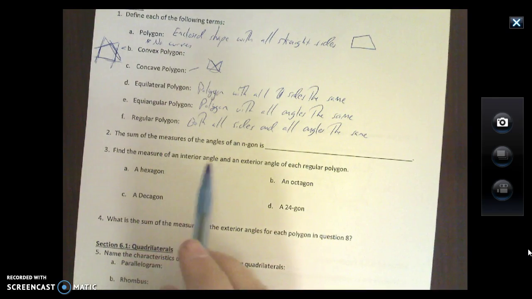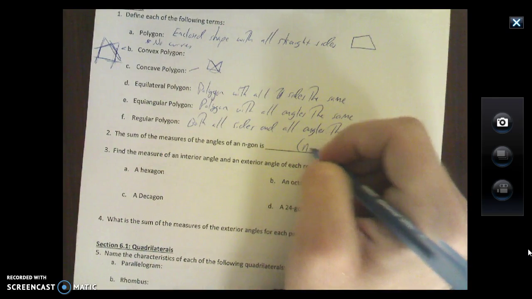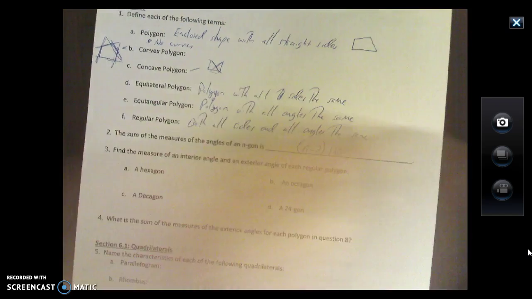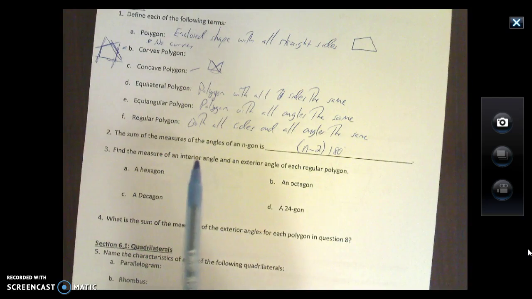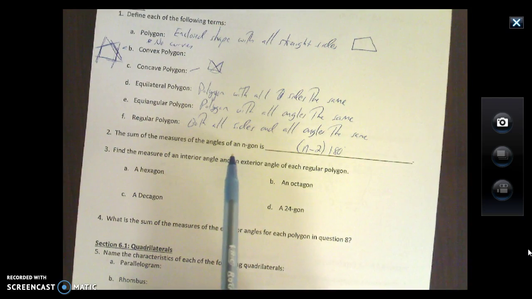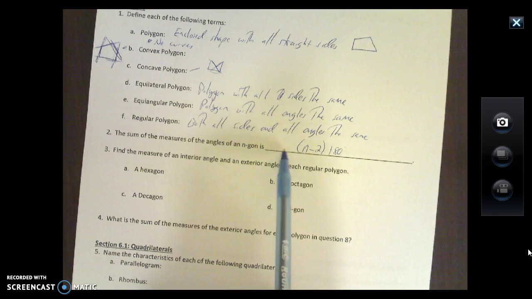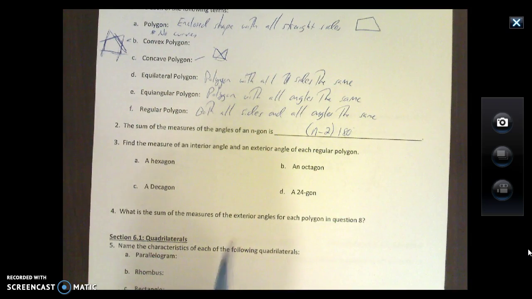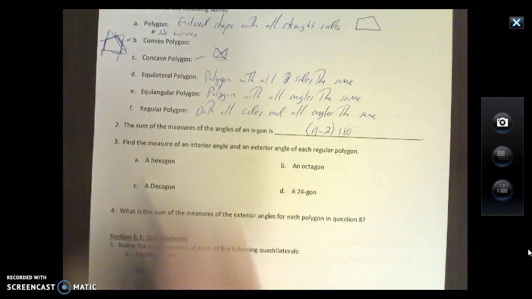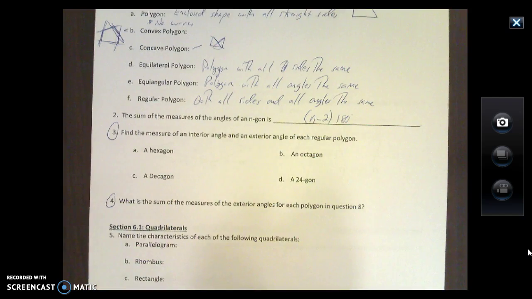The sum of the measures of the angles of an n-gon is the quantity n minus 2 times 180. Guys, what I can do with this is if I ask you to find the sum of the measures of the angles of a 35-sided polygon, or a 35-gon, you can plug 35 in here, do 35 minus 2 times 180, and you get it. So I guess a better way to say number 3 here would be the measure of an angle. I didn't teach you guys 3 or 4 yet, so I'm going to tell you guys to circle these. We'll get back to them.